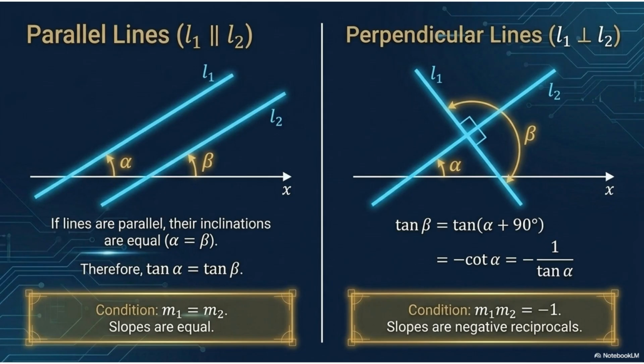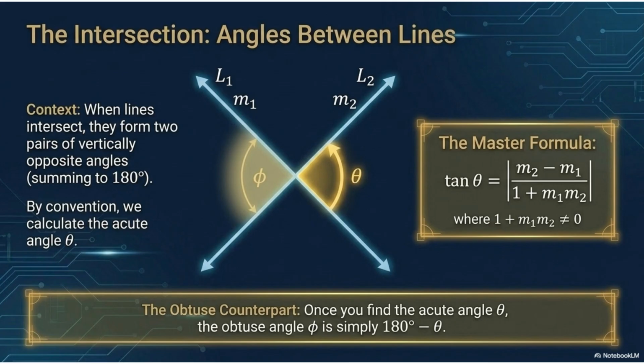For lines on a plane, their relationship is determined by their slopes. Parallel lines have equal slopes, while the slopes of perpendicular lines are negative reciprocals of each other. When lines intersect, they form angles. By convention, we use a master formula to calculate the acute angle between them. Once found, the obtuse counterpart is simply its supplement.